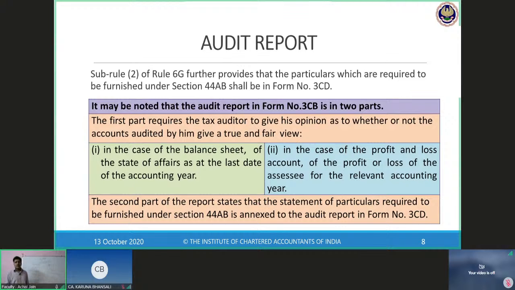In such a case, in case the financial statements are not audited, then for such a partnership firm, the tax auditor will be required to issue audit report in form number 3CB.